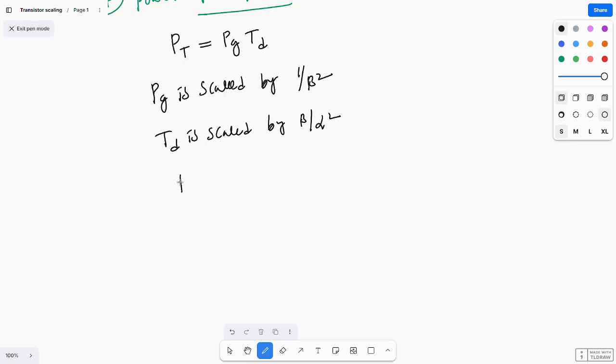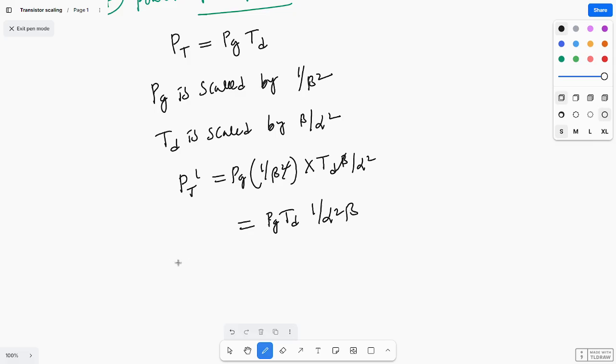Just substitute. PT dash equal to PG into 1 by beta square and into TD into beta by alpha square. Just one beta gets cancelled. So this is PG into TD, 1 by alpha square beta. So PT is scaled by 1 by alpha square beta. Okay, so this is about the scaling of different parameters.